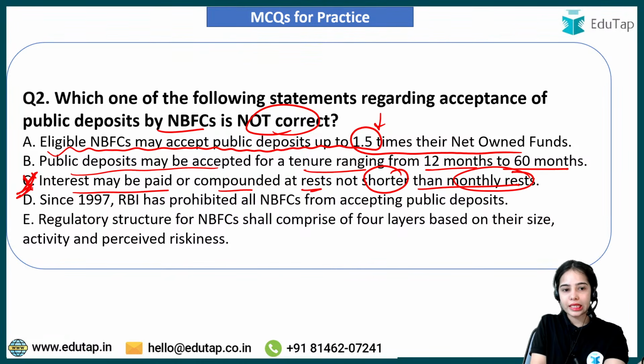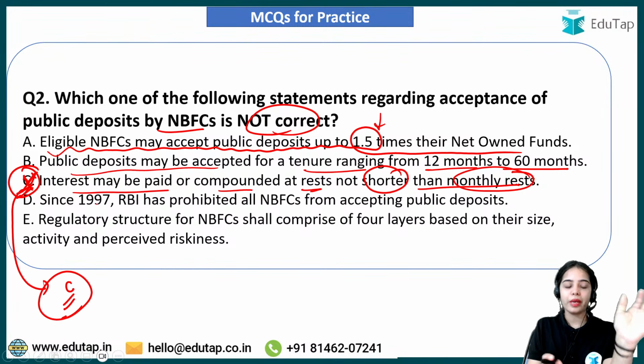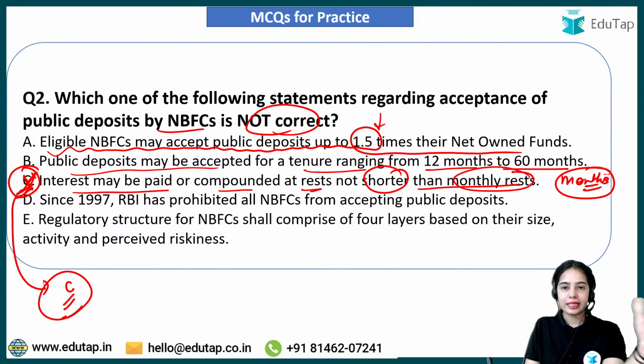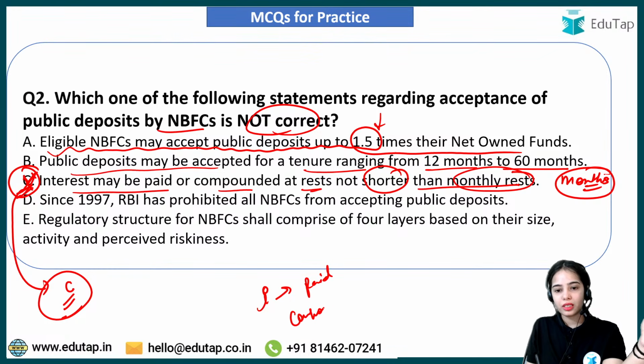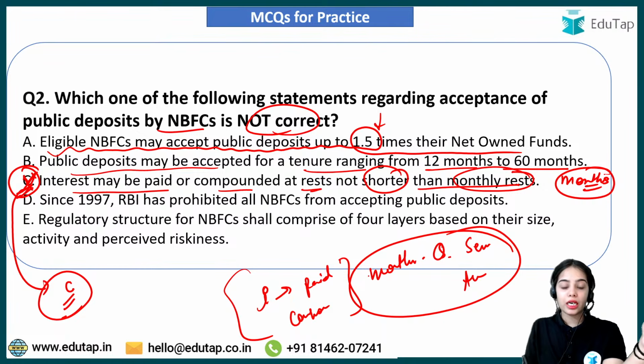So actually C is the answer. I've told you this answer because this is something that we had to discuss. Interest may be paid or compounded at rest not shorter than monthly rest. That means interest can be paid or compounded on a monthly basis, quarterly basis, semi-annual basis, or annual basis, not on a daily basis basically.